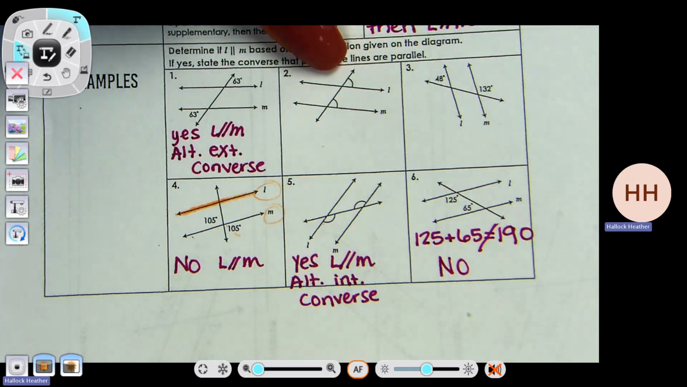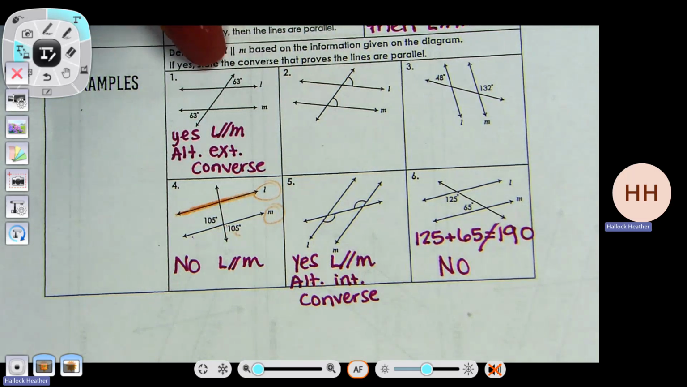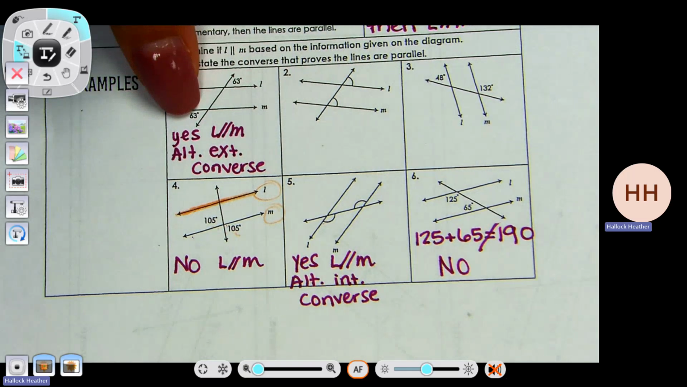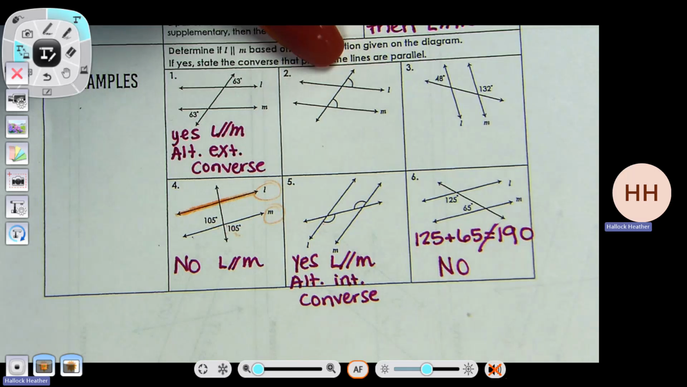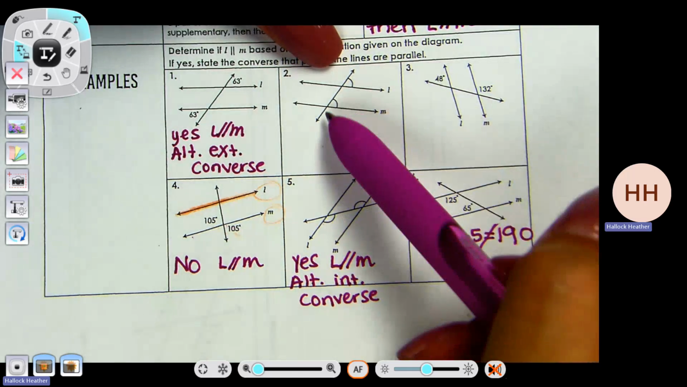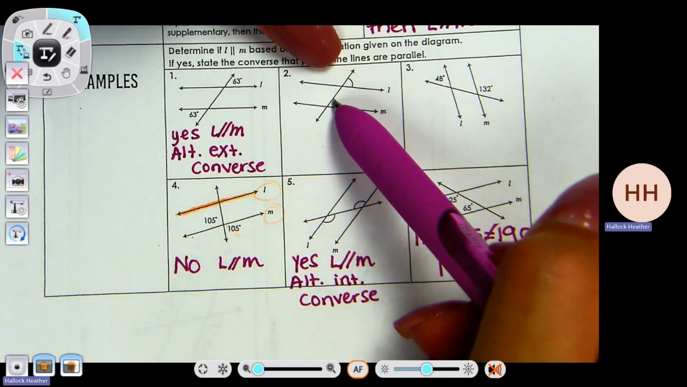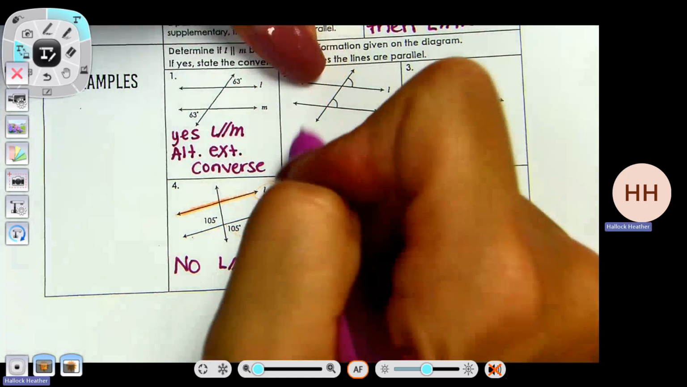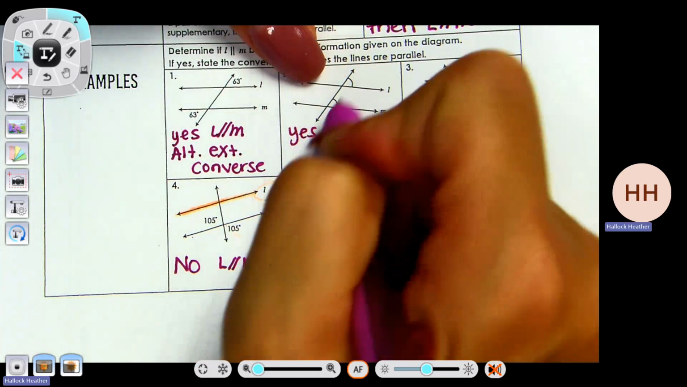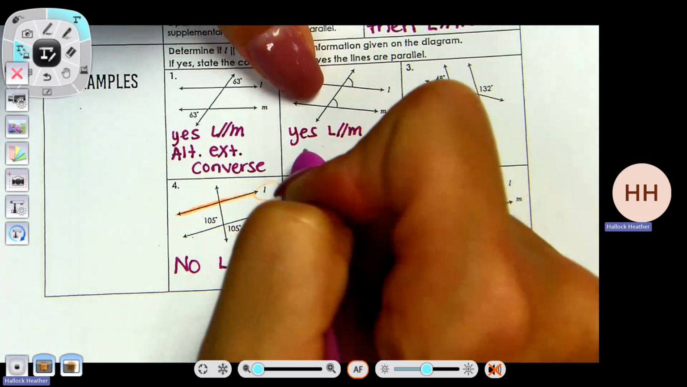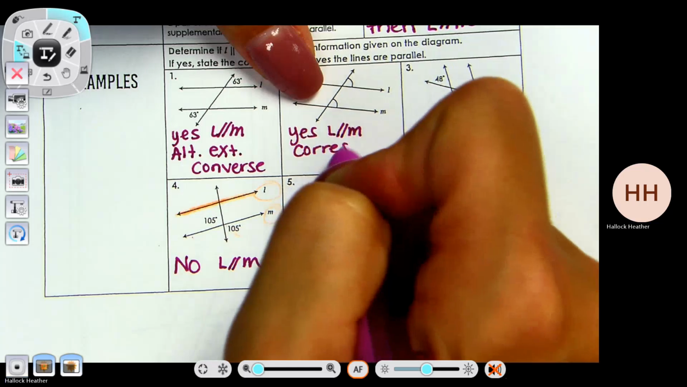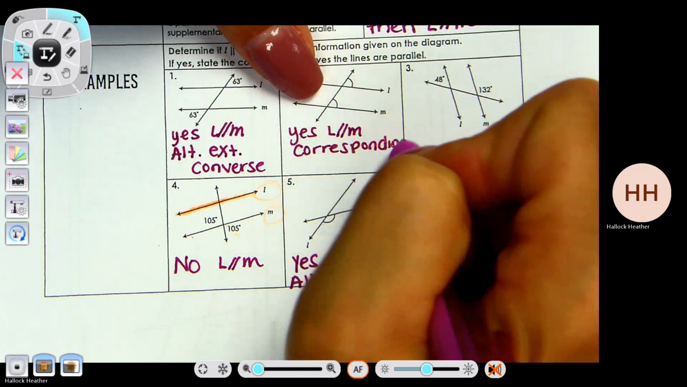So 1 is alternate exterior because they're both on the outside. Alternate exterior angles say that they're congruent. 63 matches 63. So yes, they are parallel. 2, what word goes with this? Nope, because they're not both exterior. One's inside, one's outside, which is corresponding. So we're going to say yes, because we know they're the same because of that arc mark. So yes, L is parallel to M because of corresponding converse.